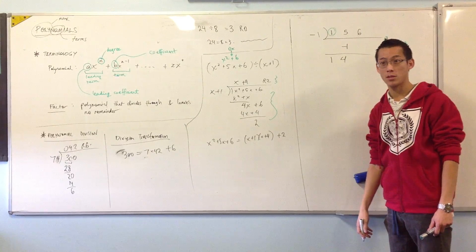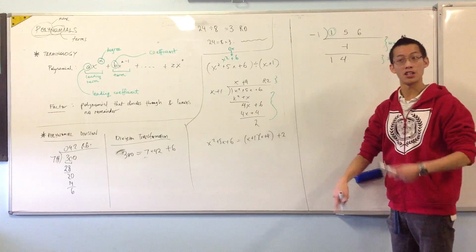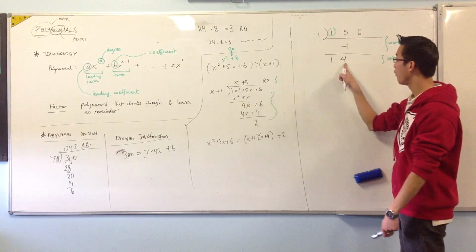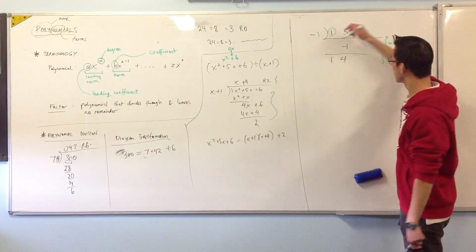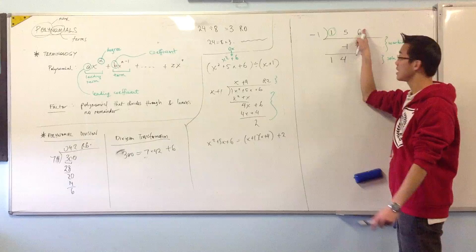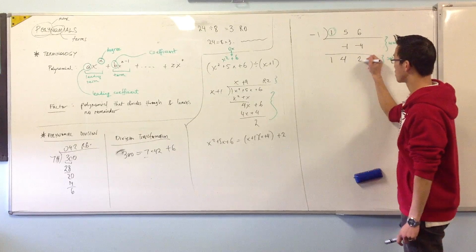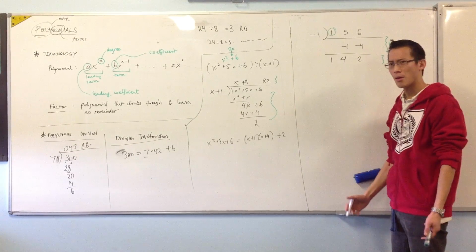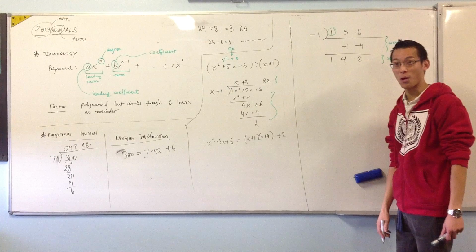Is that okay? Okay, now I'm going to do it again, just like I did over here. 4 multiplied by this, minus 4. And then I add. 6 plus negative 4 is 2. Okay, now I'm finished. Sort of, okay?